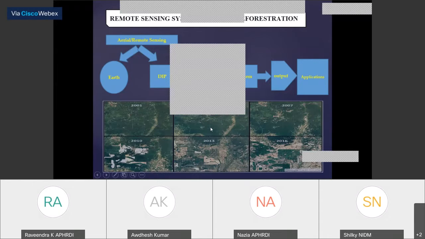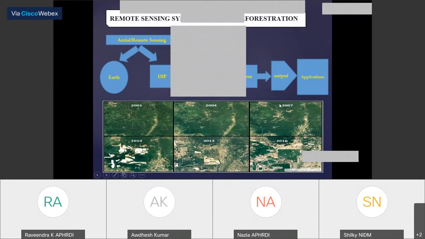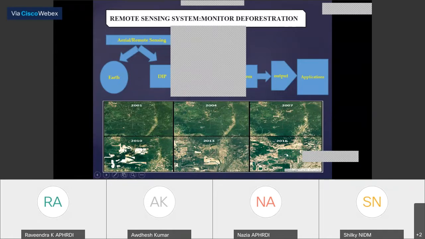Here you can see the deforestation pattern for 2001, 4, 7, 10, 13, and 16. These are satellite images of the same area, and you can see the extent of deforestation with the help of this imagery.